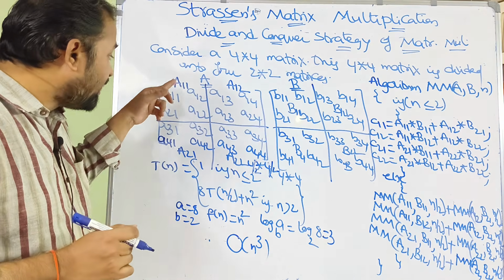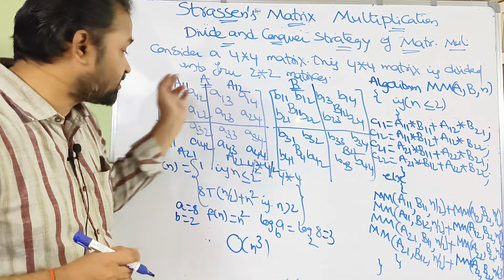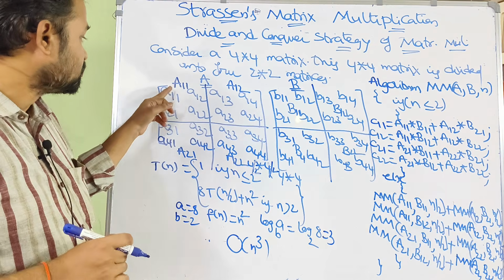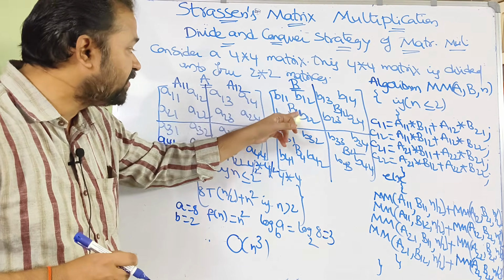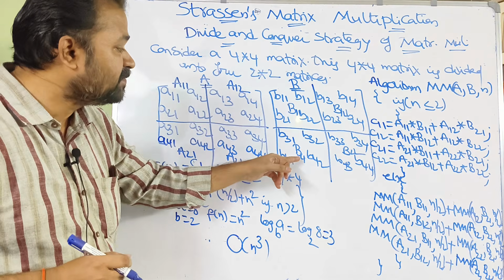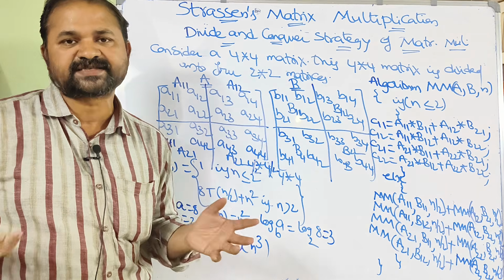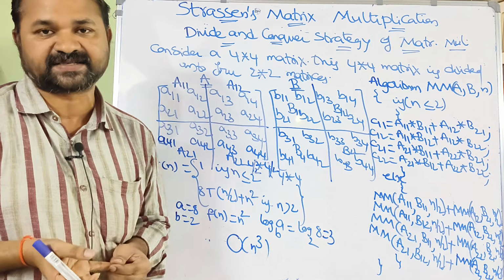Now we can multiply A11 with the first row will be multiplied with the first column of the first matrix. So A11 will be multiplied with B11. Likewise A12 will be multiplied with B21. So likewise we can do the process just like the 2 by 2 matrix.